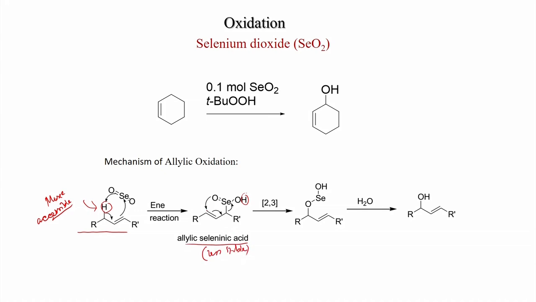Now again oxygen is reacting here, and you get this carbon selenium bond breakage, and you get this compound. And if you hydrolyze this compound, what will happen? This bond will break, and you get SeOH. So selenium 4 becomes 2, and you get the allylic alcohol. So two rearrangements of the double bond keep the double bond in the same place: first the ene reaction, and then the 2,3 sigmatropic rearrangement.